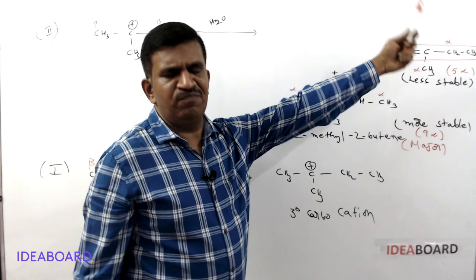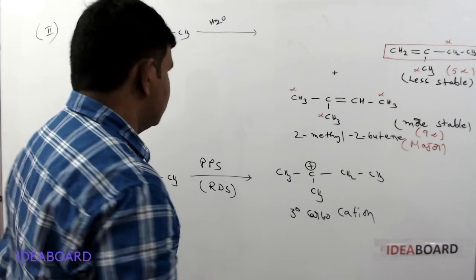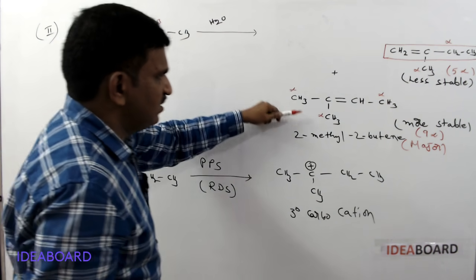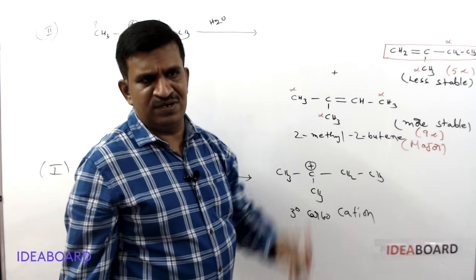And this is also known as the Hofmann product. I will explain that Hofmann later. So finally this is the Saytzeff product, and this is Hofmann.